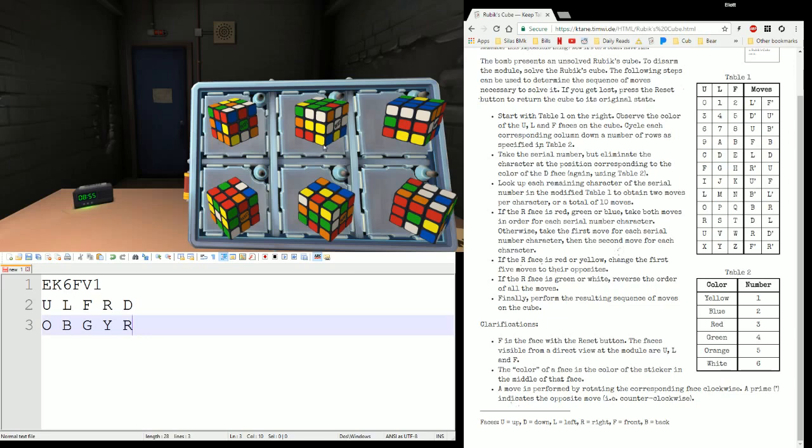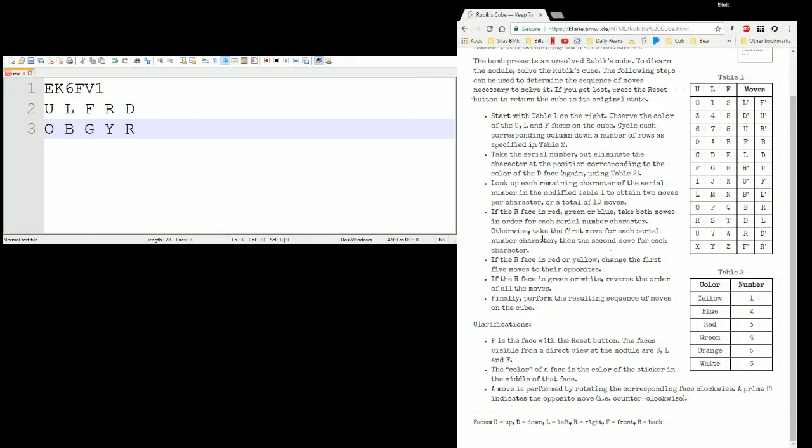Alright. Let's again say goodbye to the bomb and go over the rules. We're going to need the numbers for the 3 up, left, front faces. Up is orange, which is 5, blue is 2, green is 4. So not quite as much movement as last time. Take the serial number, but eliminate the character at the position corresponding to the D face. D face is red. Red is 3, so we remove the third character. Goodbye, 6.